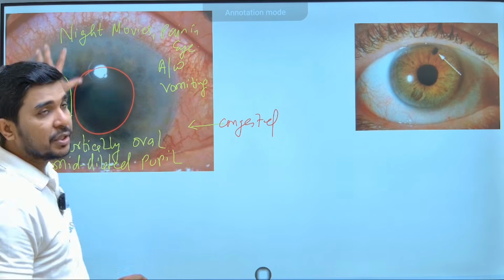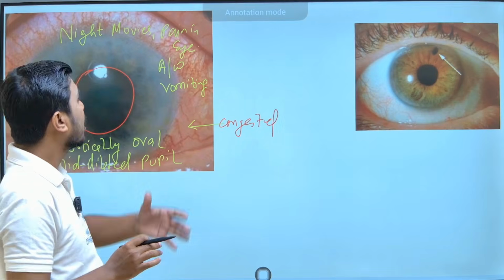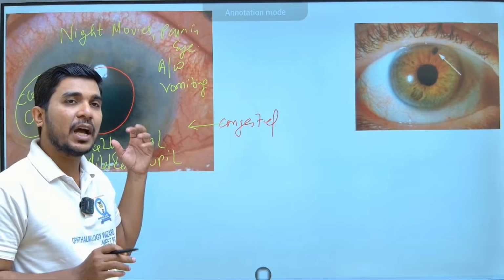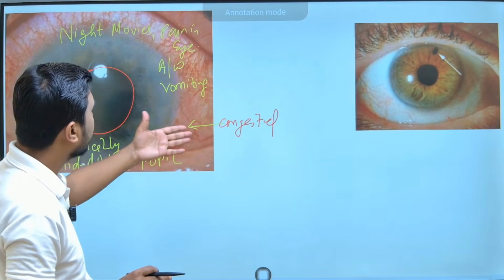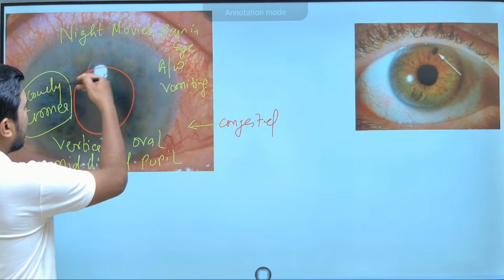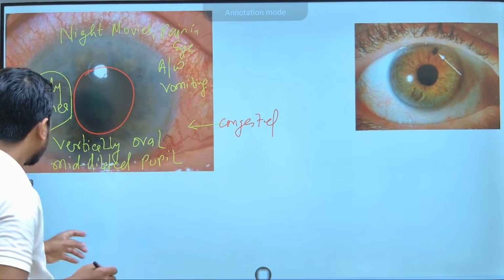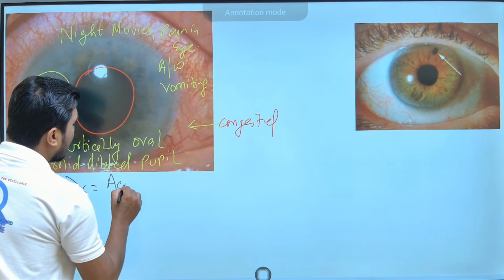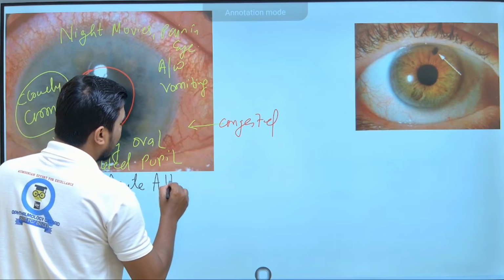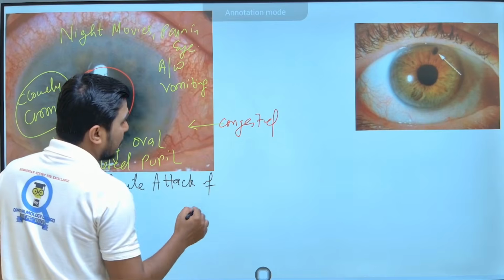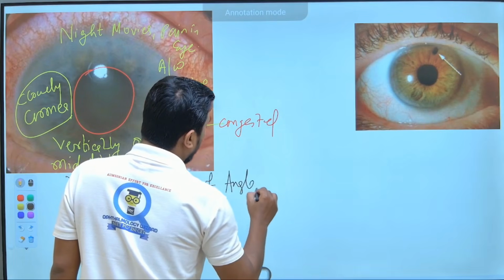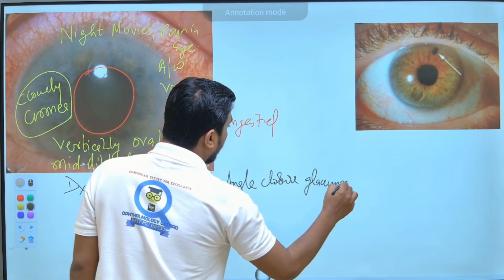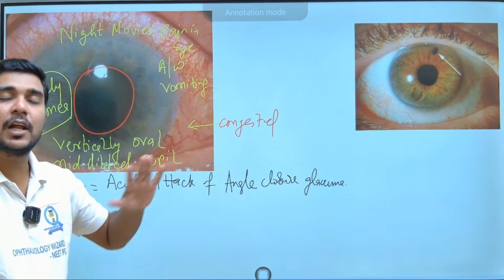So all these features, like watching night movies and having pain in the eye associated with vomiting, intolerable pain, and signs of congestion of the conjunctiva and a mid-dilated vertically oval pupil, point towards the diagnosis. What is the diagnosis? Acute attack of angle closure glaucoma. So basically it is an acute attack of angle closure glaucoma.